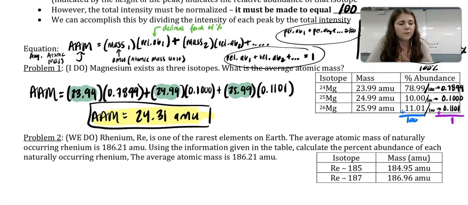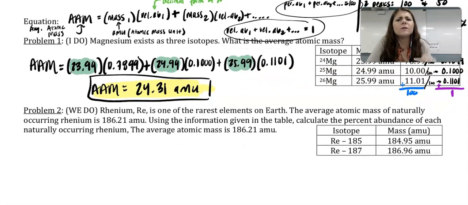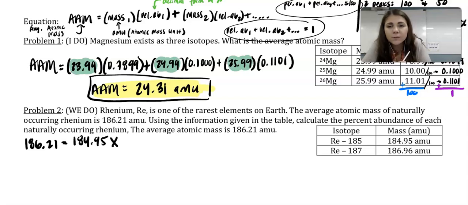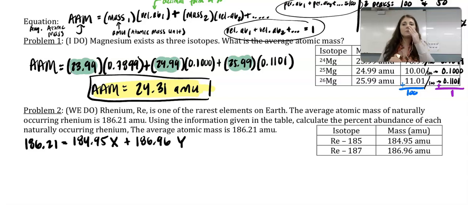So here, let's reference our equation at the top and fill in just what we know. So I know the average. The first mass is 184.95. I don't know the percent abundance for that, or relative abundance, so I'm going to put X. Plus the mass of the second, 186.96, Y. So here, this is a problem that we're not able to solve for one variable right this second. So this is actually a system of equations problem.